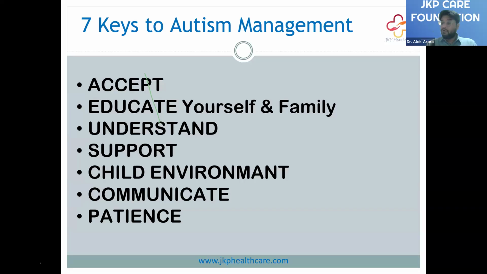So from today at your home, no complaints about your child. Understand your child. Understand, provide support, understand why he is reacting in a different way, and provide support. Teach him. Communicate. Communication is the sixth most important key in autism management.